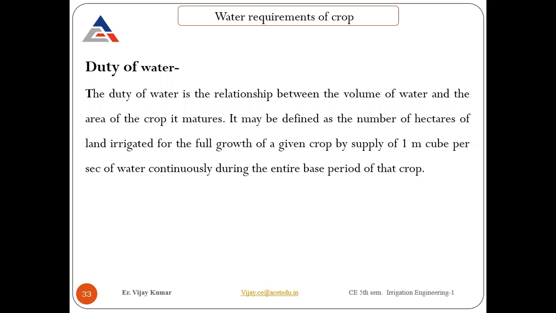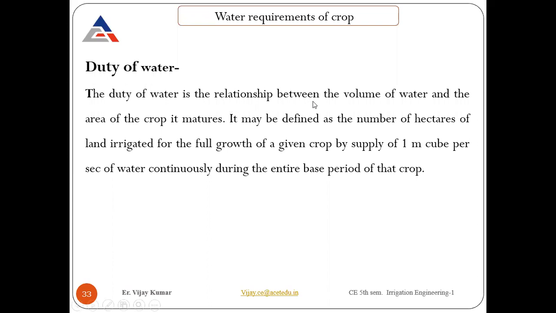For a period of 120 days, how much land will be irrigated by that continuous supplying of water, which has a depth of around 15 centimeter for 120 days? That is considered to be the duty of that water. Clear? So let me explain this particular point.